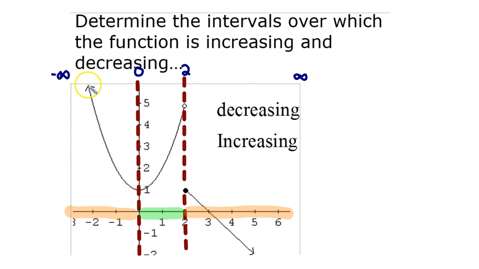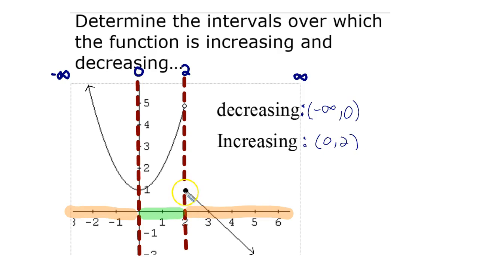We see that it's left to right decreasing from negative infinity to 0. That's the domain along which it's decreasing. So negative infinity to 0 is the first interval. It then begins to increase. It's going uphill. It changes direction here at 0, and it's increasing to 2. From 0 to 2, the function is going up. It's increasing from 0 to 2.